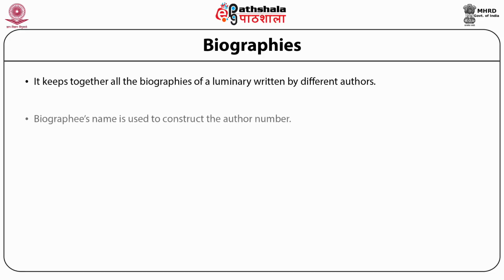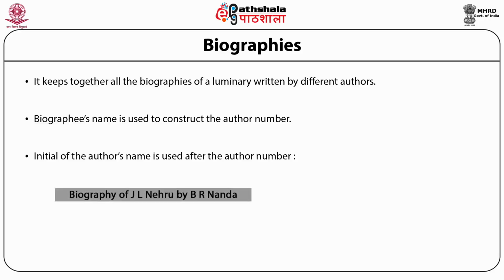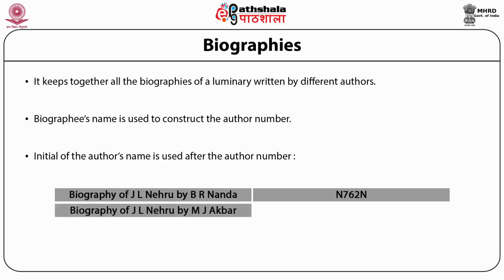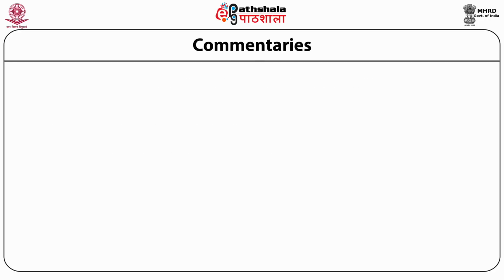Biographies. It also keeps together all the biographies of a luminary written by different persons. The biography's subject name is used to construct the author number. The initial of the author name is used after the author number. For example, the biography of Jawaharlal Nehru by B.R. Nanda is N762N. Here N stands for Nehru, and N762 is the author number for Nehru, and the next N stands for Nanda, the author of the biography. Similarly, the biography of Jawaharlal Nehru by M.J. Akbar will get the number N762A. Here A stands for Akbar, the author of the biography.